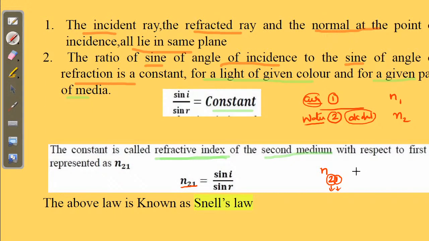So the refractive index of the second medium with respect to the first medium is equal to the sine of the angle of incidence divided by the sine of the angle of refraction. Hope you understood this statement. It will be very clear to you once you study the trigonometry chapter. Till then, learn this statement by heart and keep the mathematical equation with you. Okay, so what are the two statements associated?